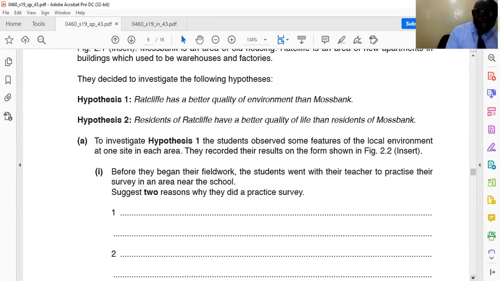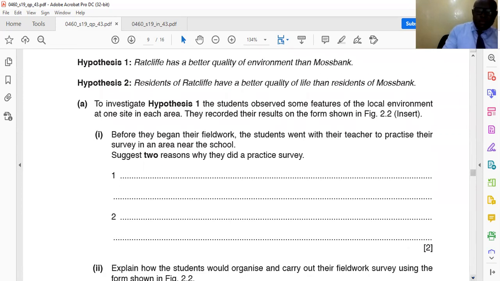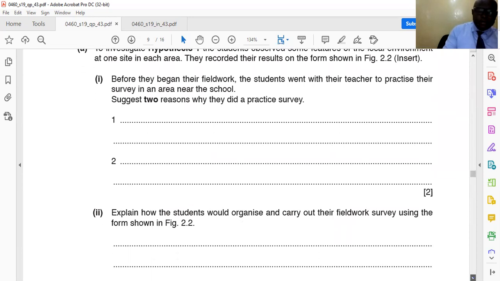It's just like trying to do a dummy run and see what are the likely challenges we are going to encounter, and as well to learn about each other, how to work with one another. Okay, so any one you give will be fine.